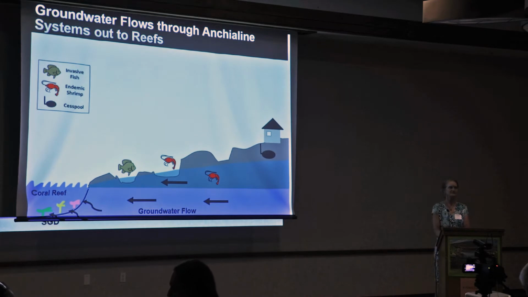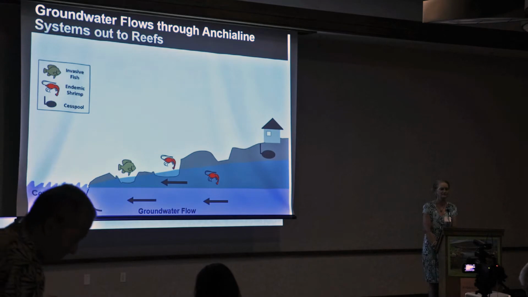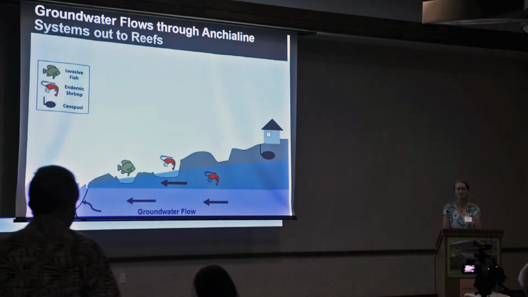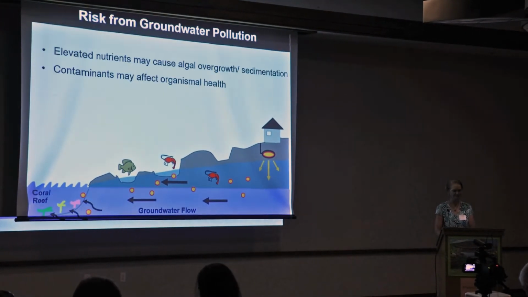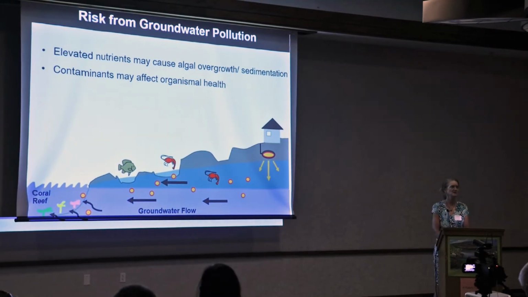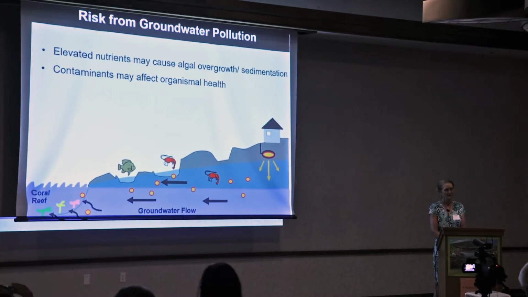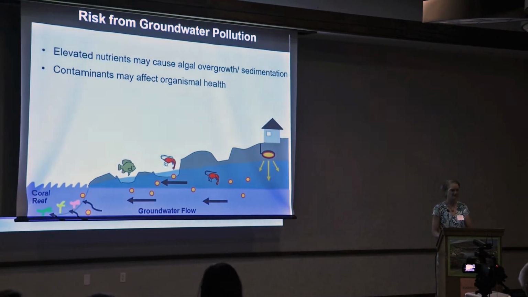When we think of these systems, we have to remember that there is this underground world where groundwater is flowing through porous bedrock, through anchialine pools, out to coral reefs quite often. And what can happen is if there is some pollution from septic systems or cesspools or broken infrastructure, we may actually get contaminants, shown by orange here, into the groundwater.